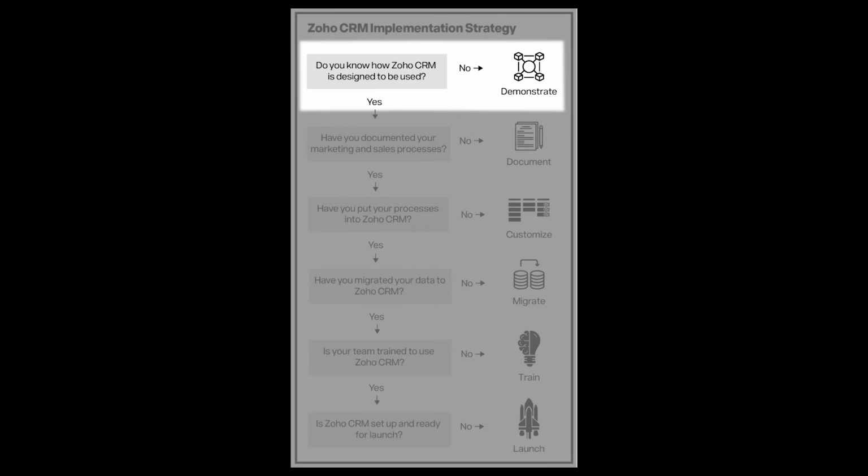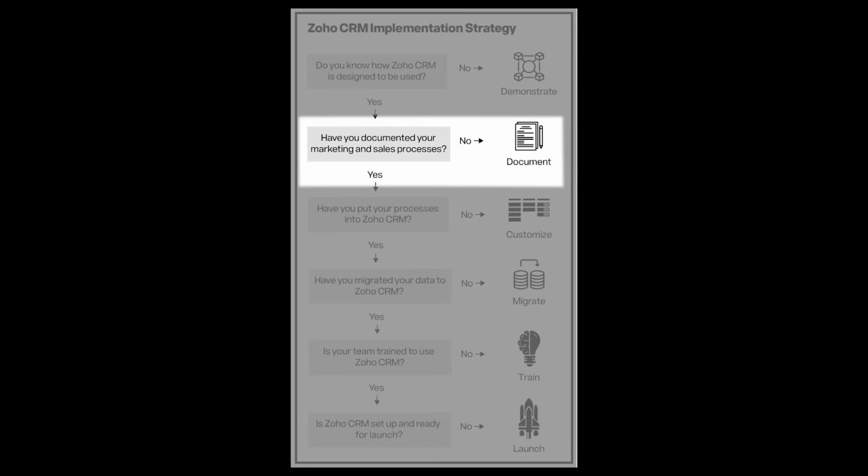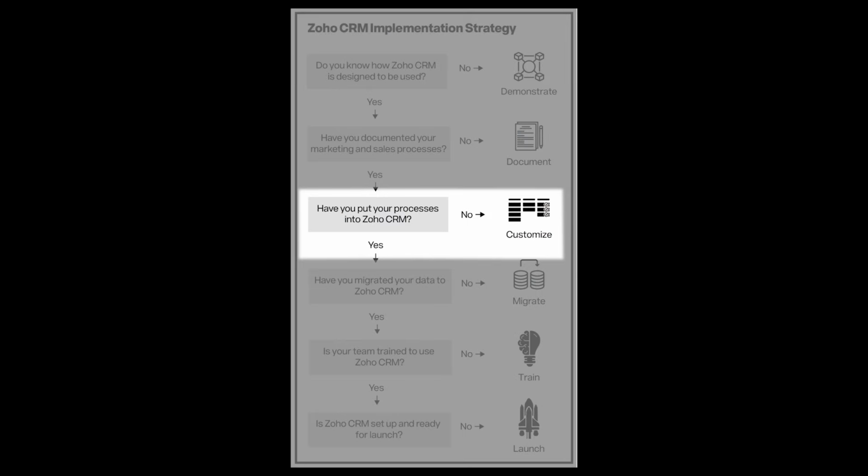If you don't know how Zoho CRM is designed to be used, then good luck implementing it right. You need to see the whole picture before you attempt to implement Zoho CRM. After having a demonstration, you need to document your processes properly. If you don't have your processes documented, then you can make a copy of my process documents and make adjustments to them as needed. Once you have your processes documented, it's time to customize your CRM.